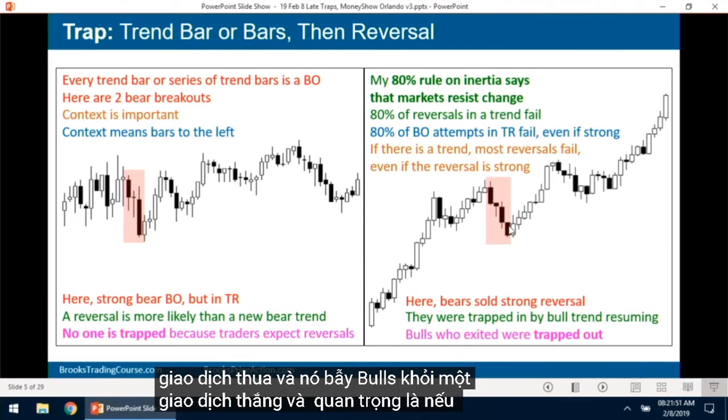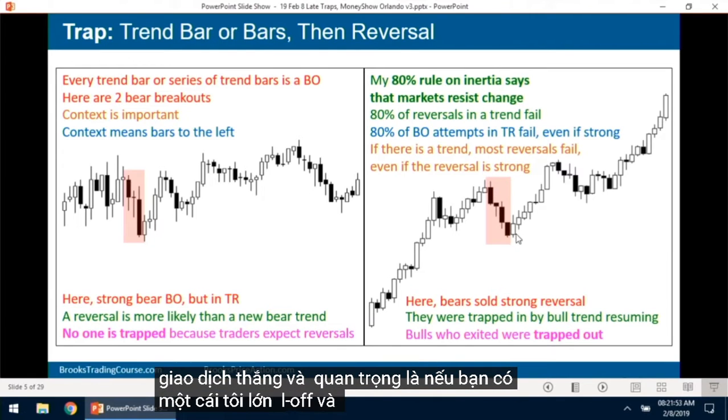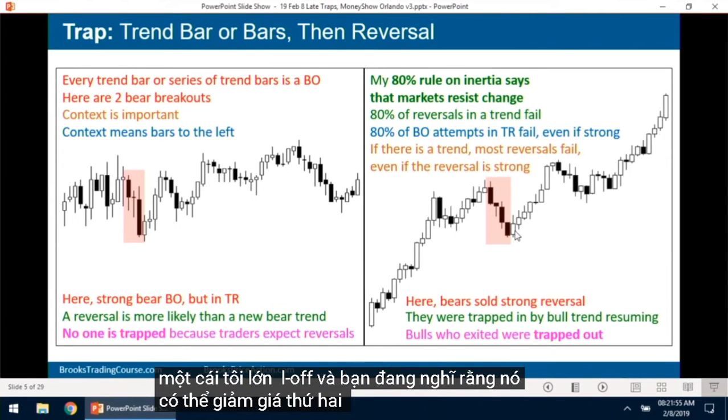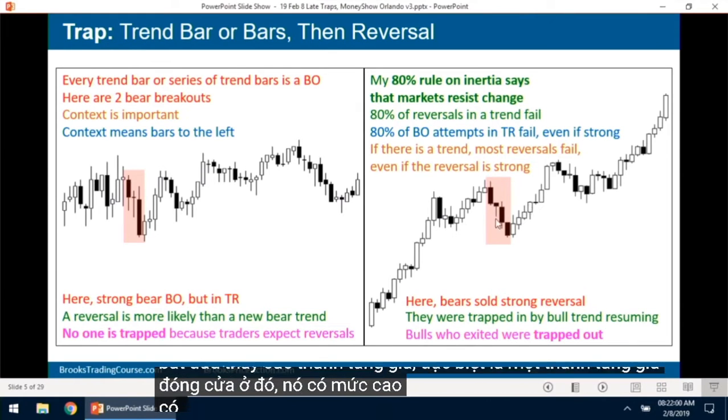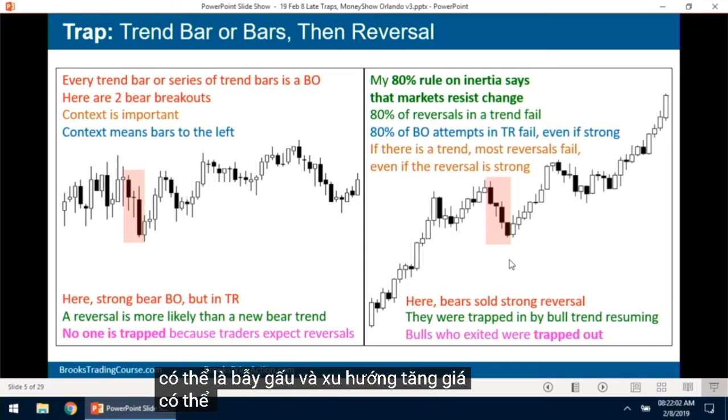And the key is, if you have a big sell-off and you're thinking it might get a second leg down, but then you start to see bull bars, especially a bull bar closing near its high, it's probably a bear trap, and the bull trend will probably resume.